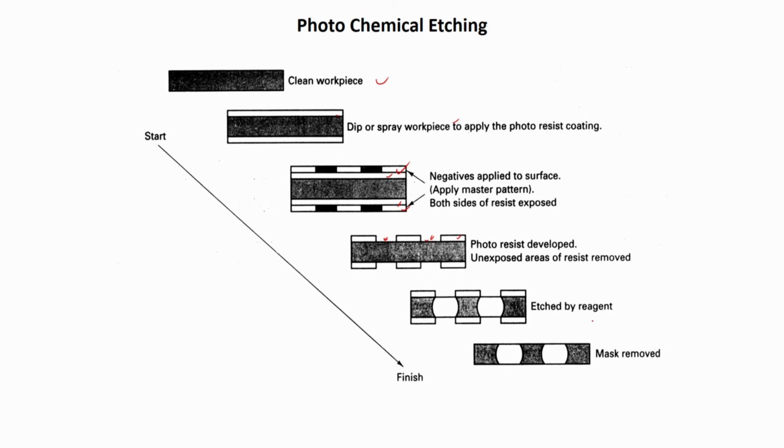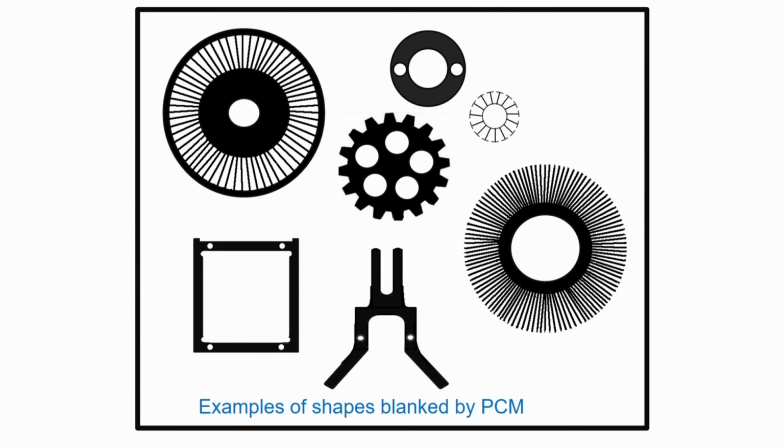After that, this workpiece is machined by chemical etchant, and then whatever mask is there is removed. So this kind of complicated surface, these kinds of complicated details, can be generated by the photochemical machining process.